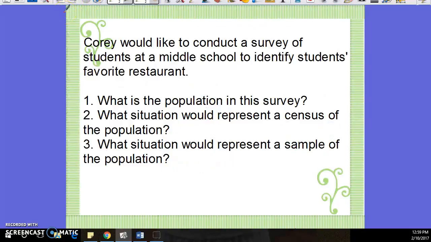All right, so Corey would like to conduct a survey of students at a middle school to identify students' favorite restaurant. One, what is the population? Two, what situation will represent a census of the population? And three, what situation will represent a sample of the population? So the population in the survey, it says Corey would like to conduct a survey of students at a middle school. So that would be your population, students at a middle school. A situation that will represent a census, which is number two, would be if he surveyed all students at a middle school. To represent a sample, it would be if he randomly selected 50 students at a middle school.